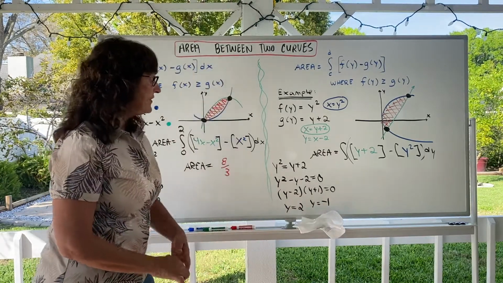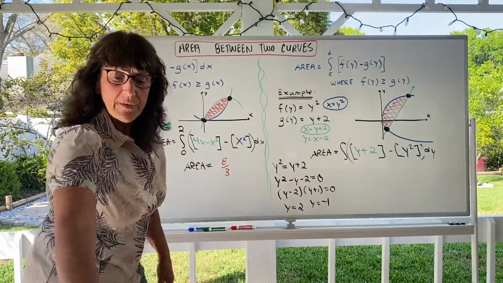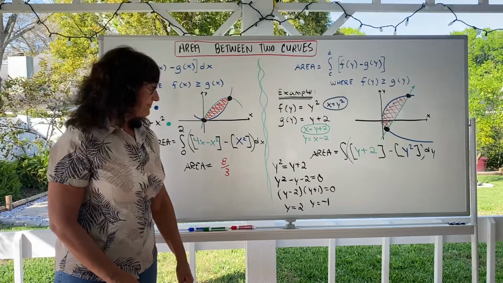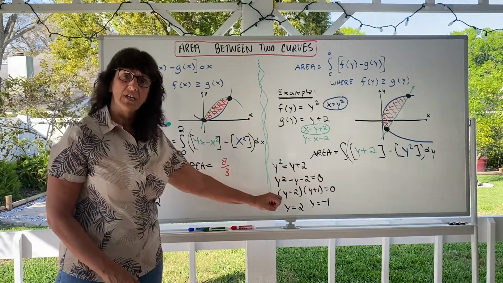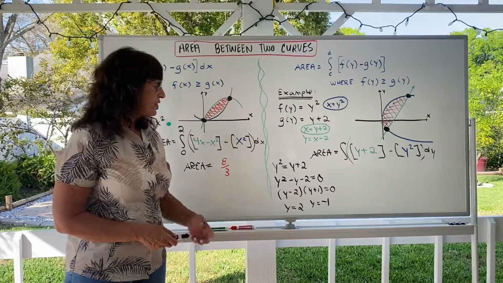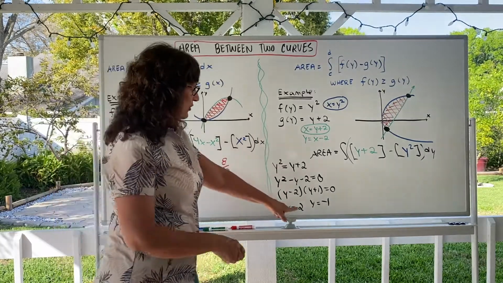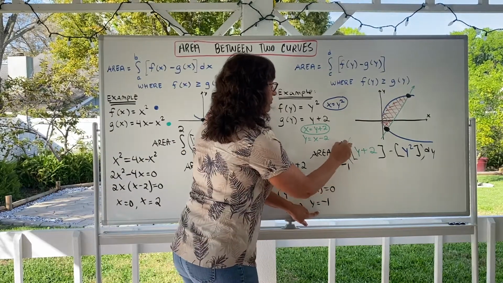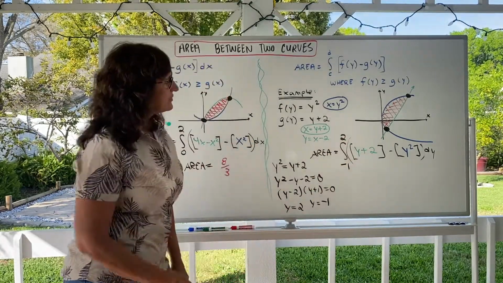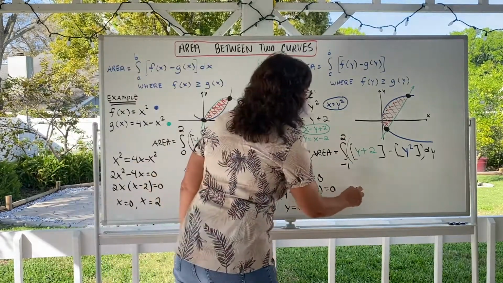Those would be the bounds of integration. The bounds of integration are going to be the points of intersection, like the y-coordinates in this case. So it's going to go from negative 1 to 2. And there's your setup.